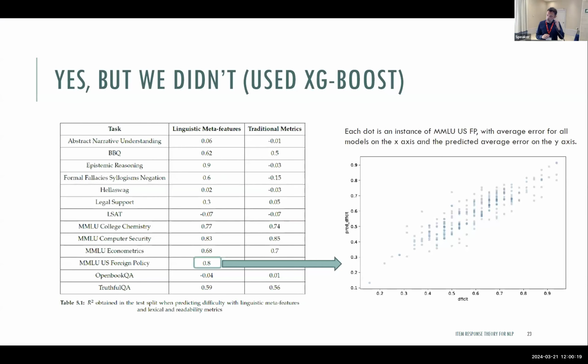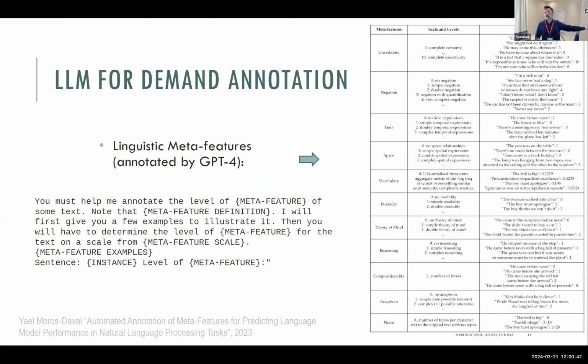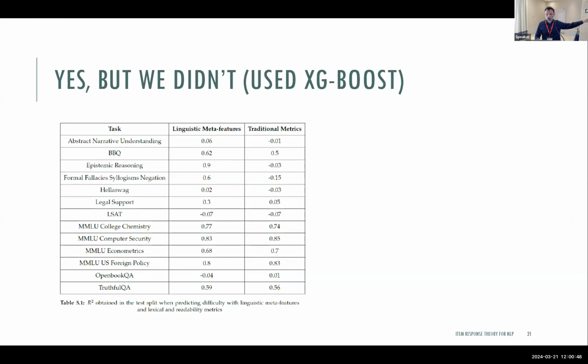And this is on the right, the difficulty with respect to the predicted difficulty. So in a way, with this XGBoost model, you can predict the actual difficulty quite well. The interesting thing about this is now you have a new instance. You just go through all of these rubrics, you ask GPT-4, you annotate the example, and then you can predict performance. And how well you can predict performance depends on these numbers. So for some data sets, nothing. For some other data sets, yeah, you can predict performance quite well.